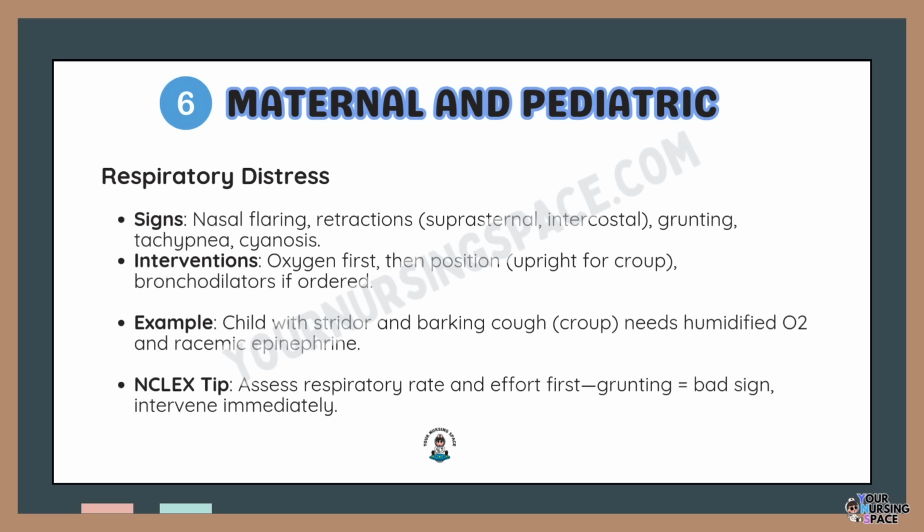Imagine a kid with croup: barking cough, stridor, hoarse voice. Cool mist and racemic epinephrine calm that down. NCLEX tip, assess breathing first. Grunting's a late scary sign, so jump in quick.